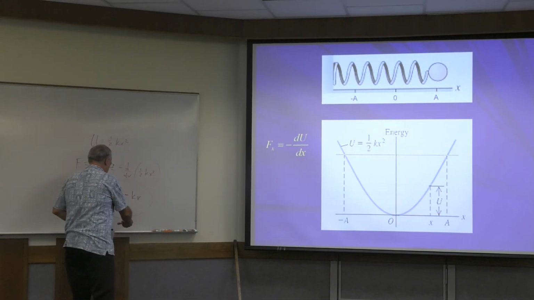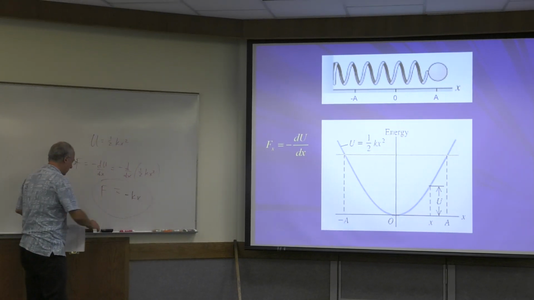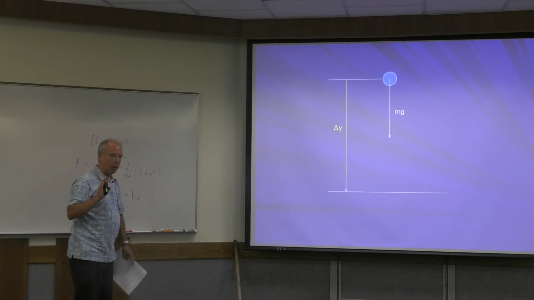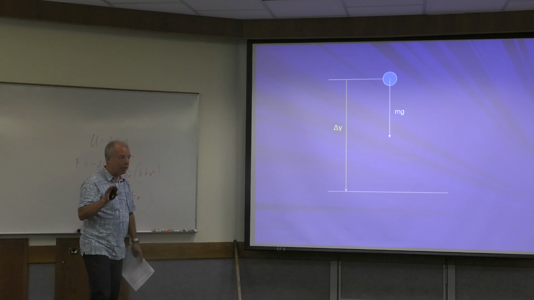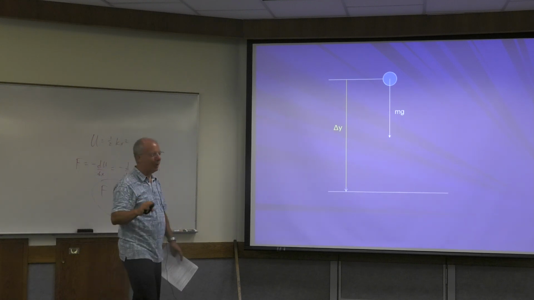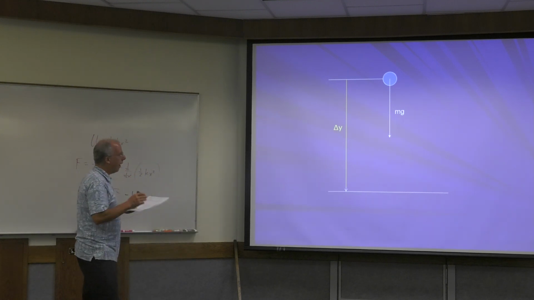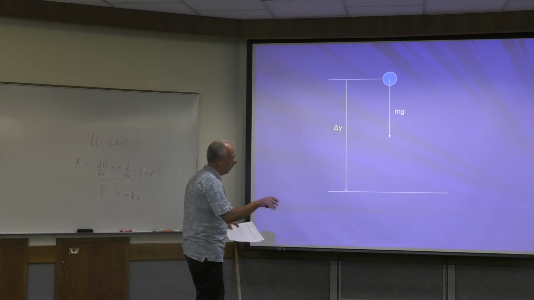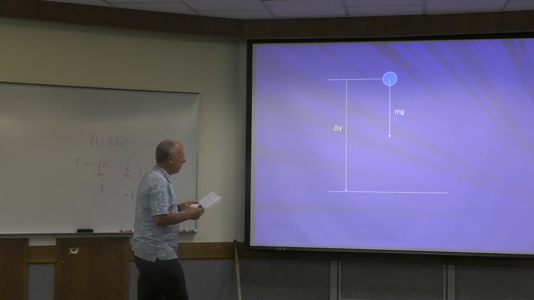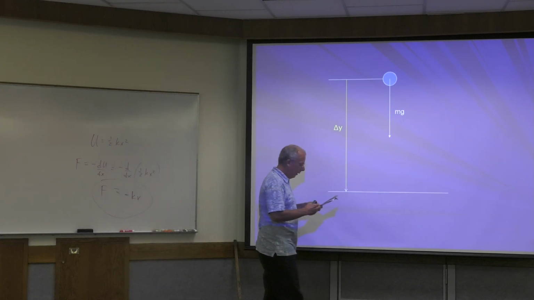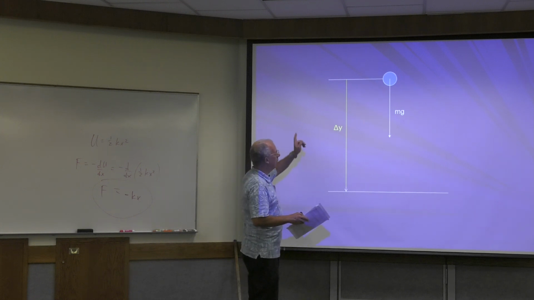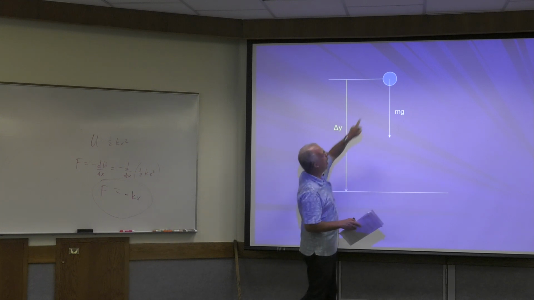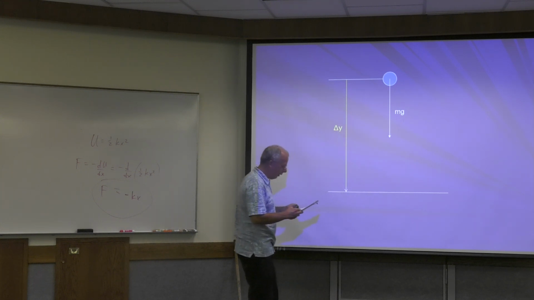Now we want to talk about different kinds of forces. So we want to talk about gravity. Gravity is a nice force, and what's nice? Well, you'll see in a minute. Gravity is a constant force. The force of gravity equals mg. It's constant when we're close to the surface of the Earth. So here's an object, and the question is, what is the work done by the Earth on this object as it falls a distance delta y?